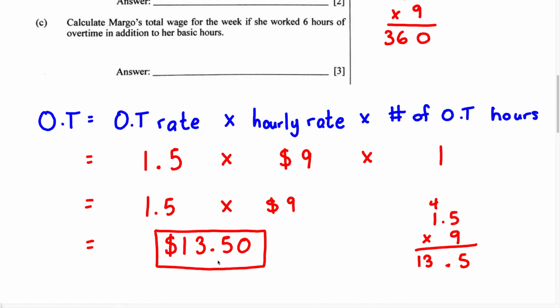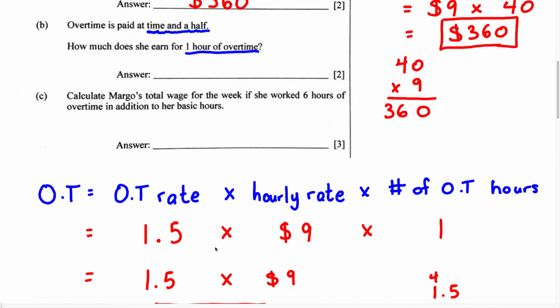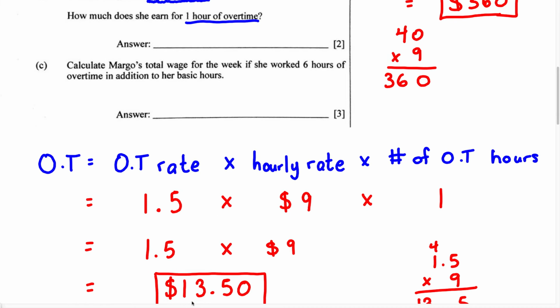Now, let's write this answer in the answer space. So for the 1 hour of overtime she works, she is going to earn $13.50.